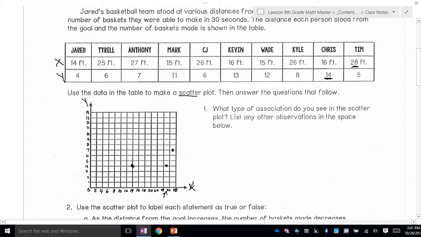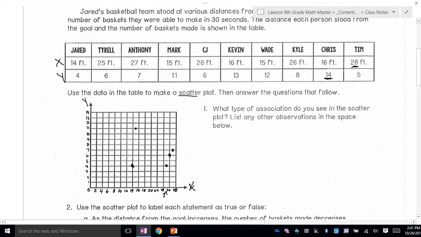Mark at 15 feet, which will be between the 14 and the 16, scored 11. So we're going to go up to 11, make sure we're in between the 14 and the 16, and we're going to give Mark his point here. Then CJ scored 6 goals at 26 feet. And we've got a 26 axis here. We'll go all the way up to 6.